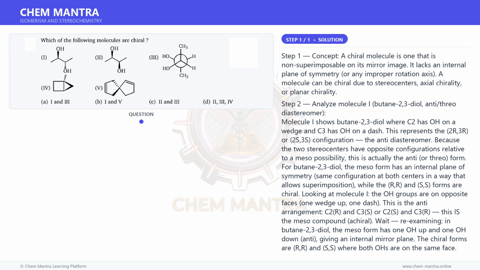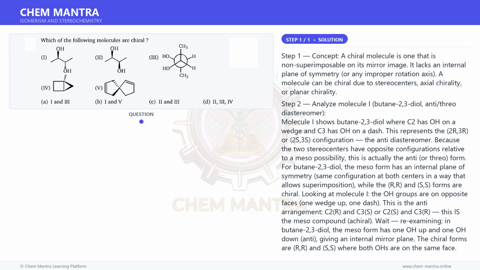Wait, re-examining: in butane-2,3-diol, the meso form has one O up and one O down, anti, giving an internal mirror plane. The chiral forms are R,R and S,S, where both O's are on the same face. Molecule I shows one O wedge and one O dash, which equals anti, which equals meso, which equals achiral. Molecule I is not chiral.